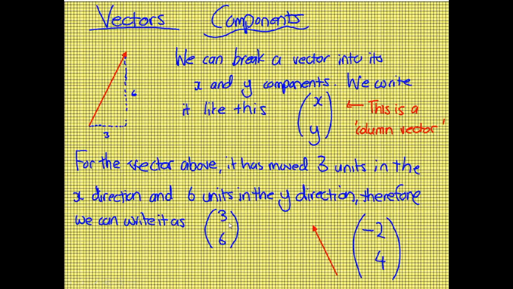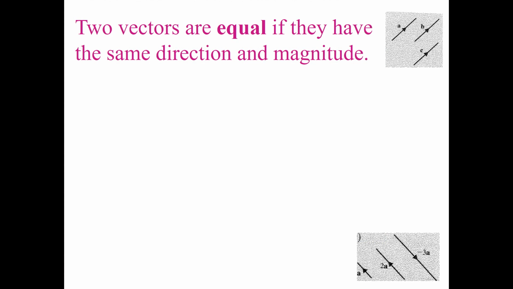So you would write -3, -6 if it was going from here to here instead. Here's another little example, going from here to here. Imagine it went back 2 units, and then up 4 units. So that's why -2 and 4 would be that little column vector.